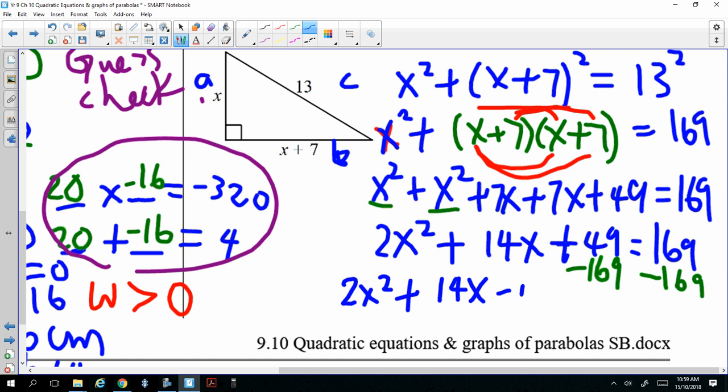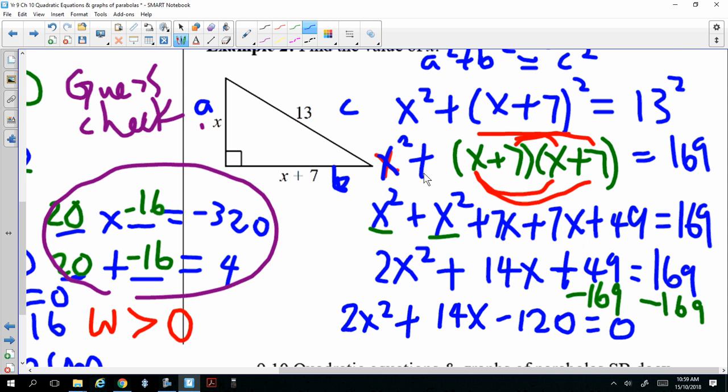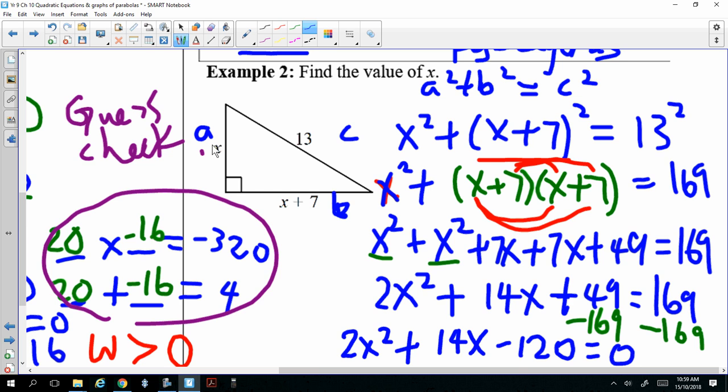Why do I times the x squared? Well, there's the x squared from A, right? That's the x squared. The other x squared comes from expanding this bracket in green. So x times x is x squared. So I've got 2 lots of x squares.